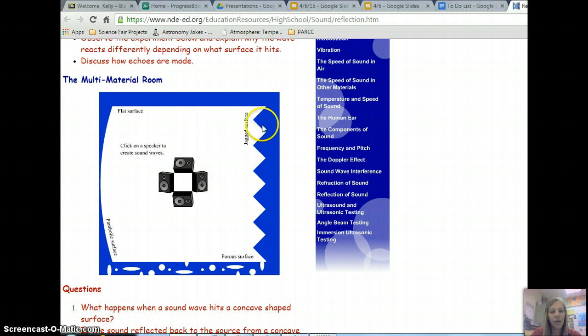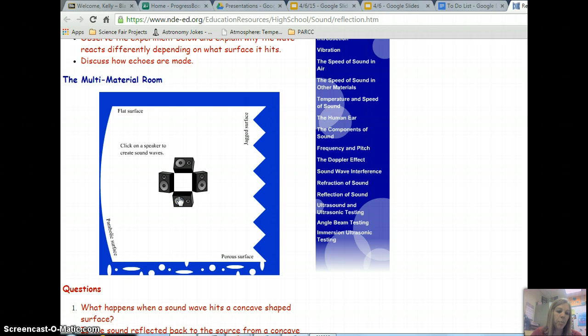And here we have a speaker that is going to blare its music or sounds towards a jagged surface, and you can tell that because of where the sound waves are hitting, there is more than one echo, or the direction of the echo changes depending on where the sound wave hits.